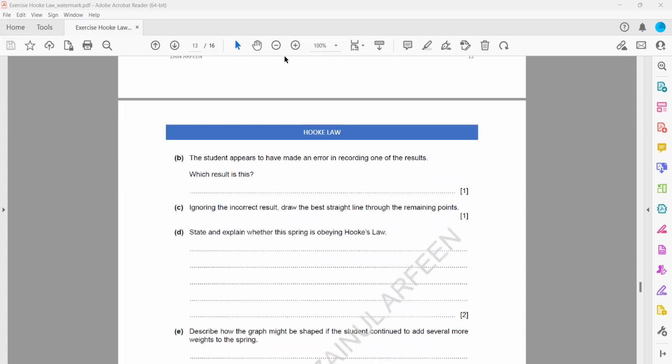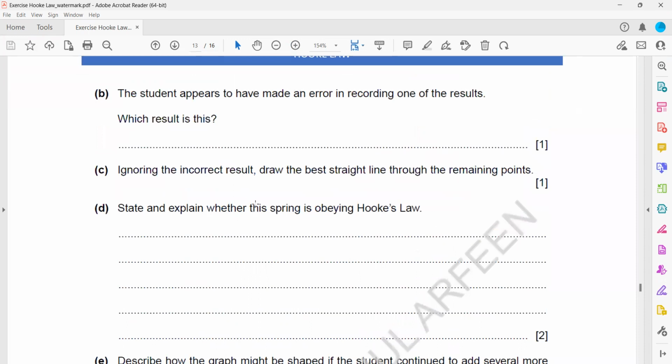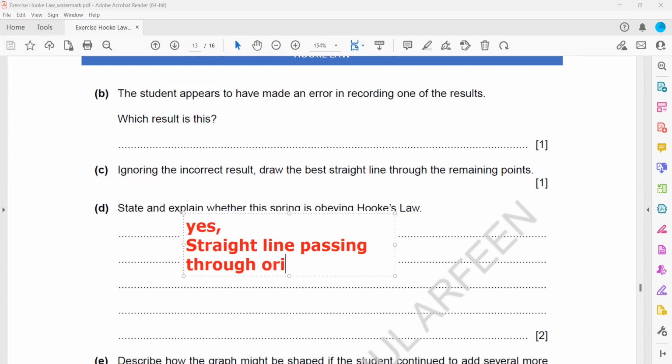Then, ignoring the incorrect point, state and explain whether the spring obeys Hooke's law. So you will say yes. Why will you say yes? Because it is a straight line passing through the origin. Whenever it's a straight line passing through the origin, it means it is obeying Hooke's law.